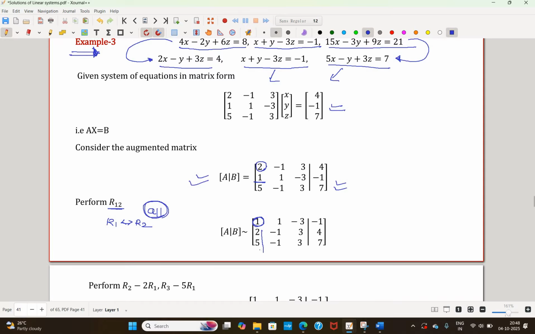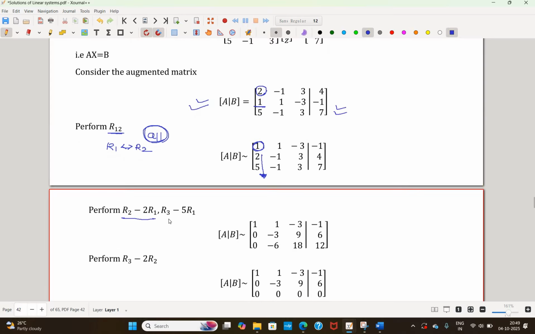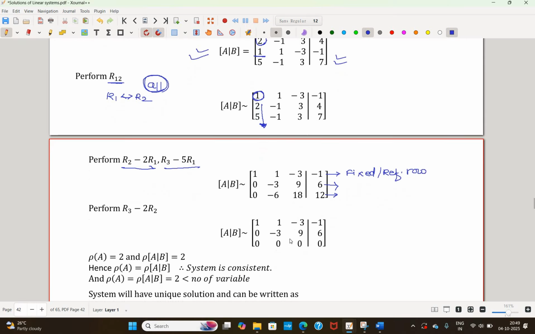And now getting 0 at these two positions is quite simple. So further, next operation we can perform is R2 minus twice of R1 and R3 minus 5 times R1. So performing these two operations, keeping row 1 as fixed now, and using this fixed row, what does it mean? It's a reference row, right? And with the reference row, these two rows you are changing. So below elements are 0, the further elements can be like this. Okay. Now once again, this operation is completed.